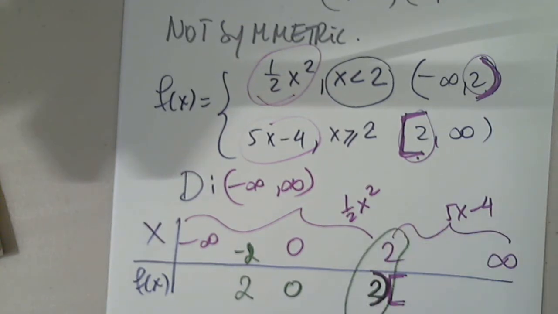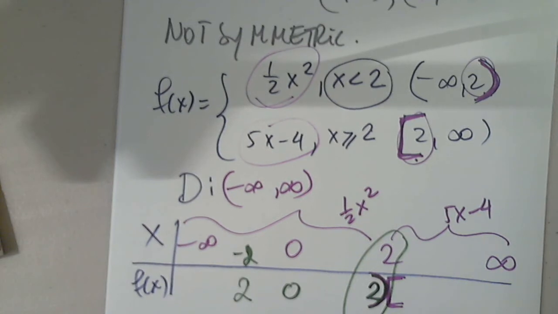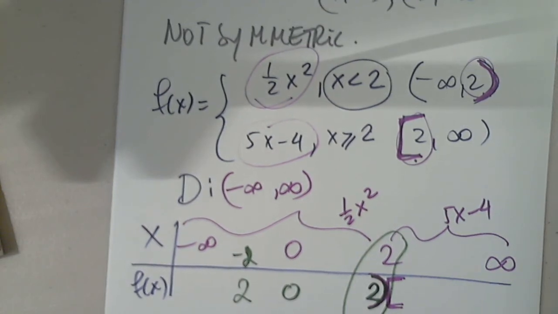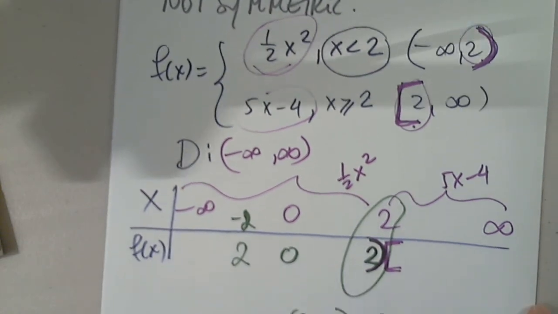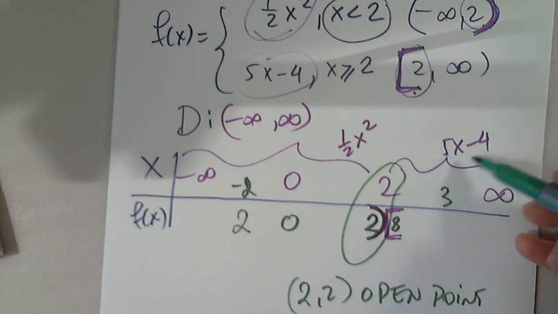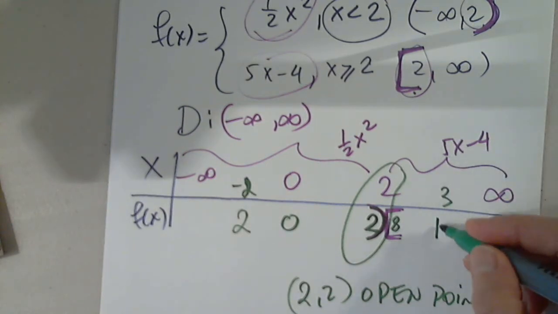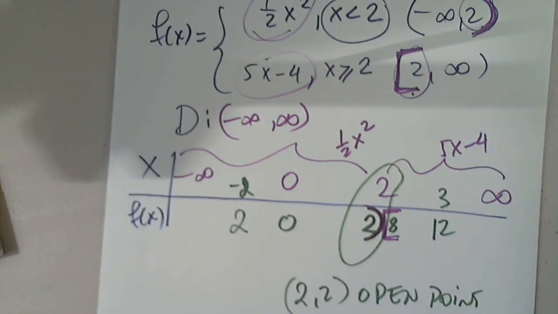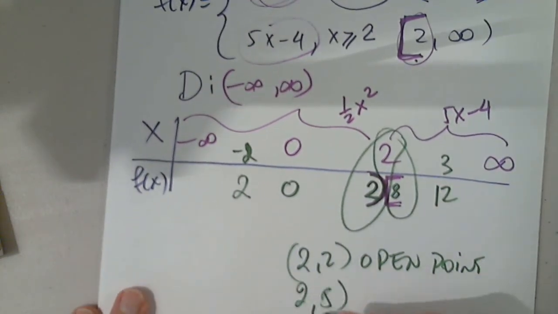Right inside, I put the 2, because this will signify 2, comma 2, open point. And on this side, 10 minus 4 is 8 inside the bracket. And let's say 3, 15 minus 4 is 12. And 2, comma 8 will be a full point. 2, comma 8, full point.